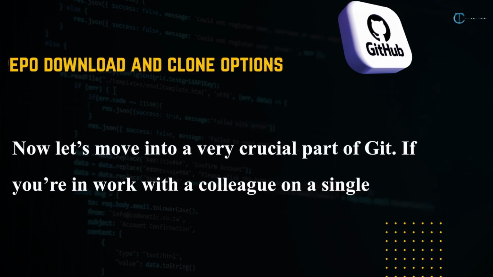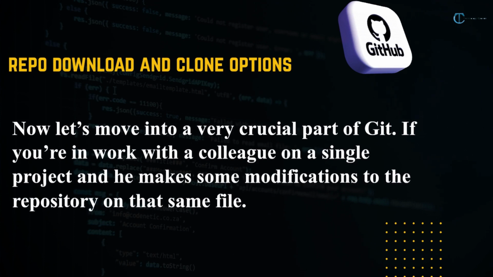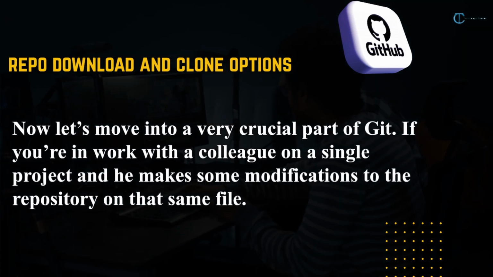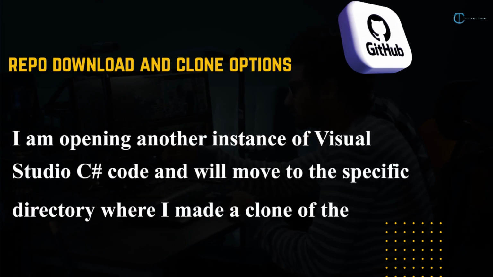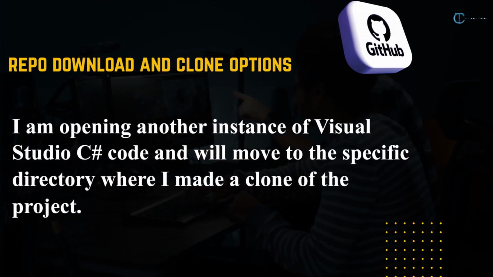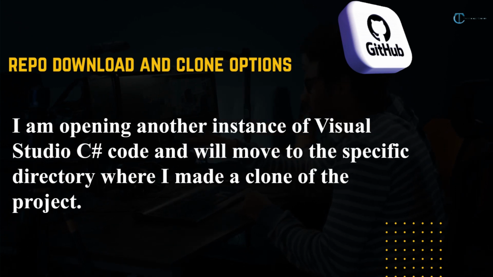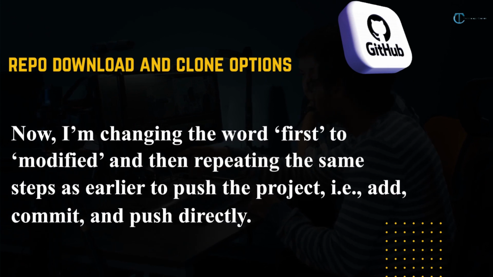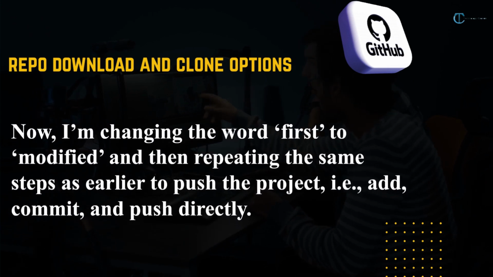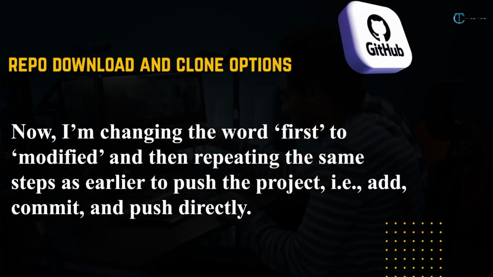Now let's move into a very crucial part of git. If you are working with a colleague on a single project and he makes some modifications to the repository on that same file, I am opening another instance of Visual Studio Code and will move to the specific directory where I made a clone of the project. Now, I am changing the word first to modified, and then repeating the same steps as earlier to push the project, i.e., add, commit, and push.